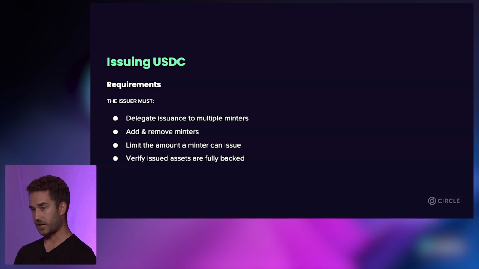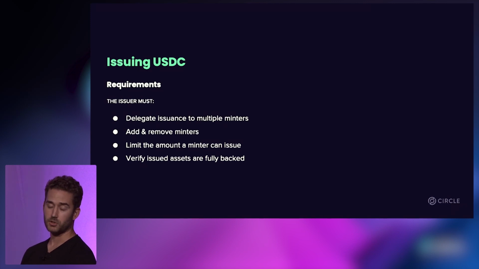So all this is just background information to dig into what I want to talk about, which is issuing USDC on Stellar. Circle had some pretty unique requirements for issuing USDC. Most issuers want to have sole control over the assets they issue and have total control over the supply, when assets are minted, when assets are burned. But Circle actually wanted to delegate issuance to multiple minters, multiple minting organizations.